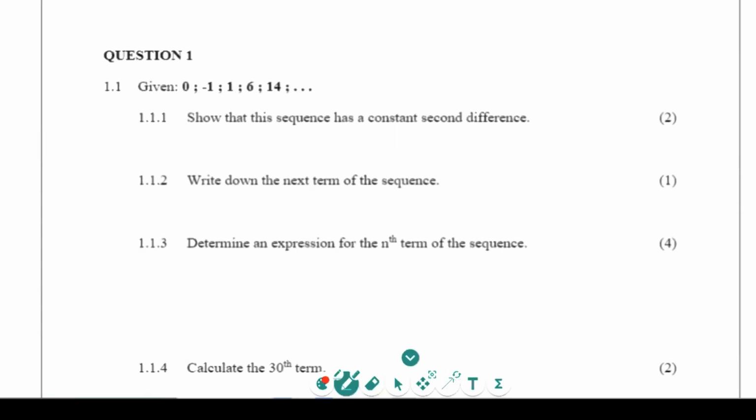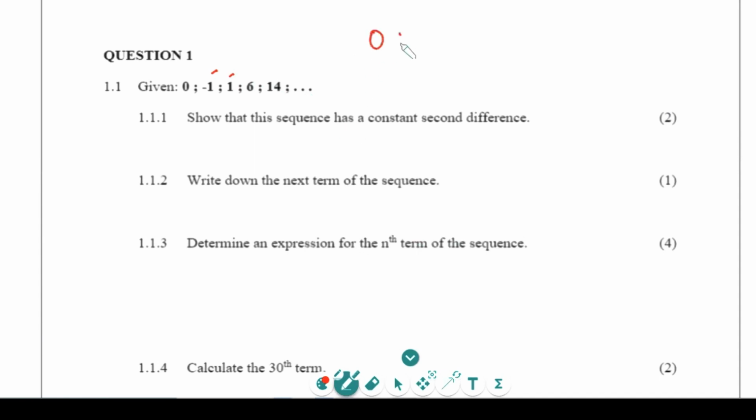Okay, so with the first question, they are telling us that we are given a number pattern, a number sequence, whereby the first term is 0, then we have -1, then we have 1, then 6 and 14. They want us to show that the sequence has a constant second difference. So in most cases, if we have a second difference, the sequence has to be a quadratic, or the pattern has to be a quadratic.